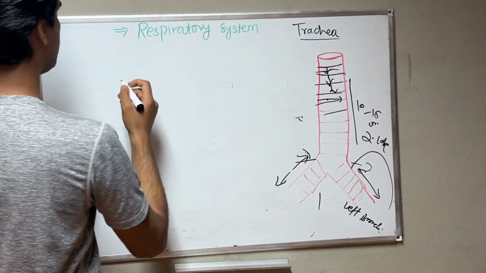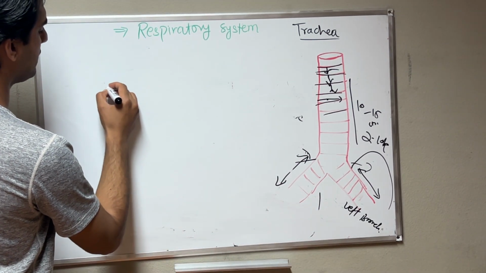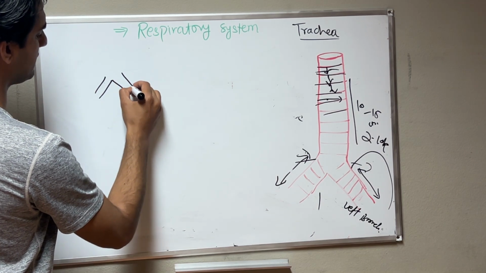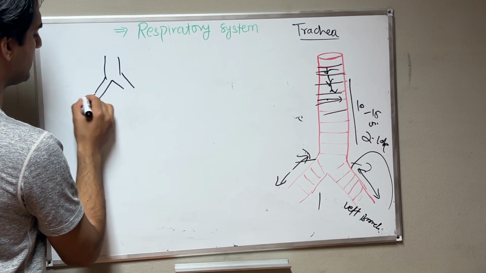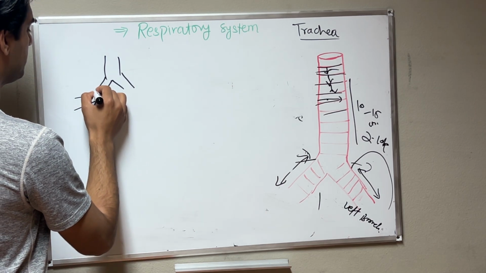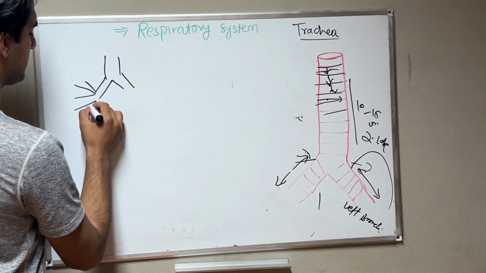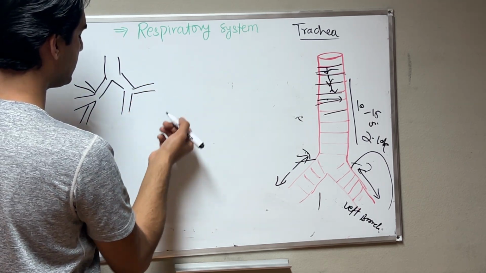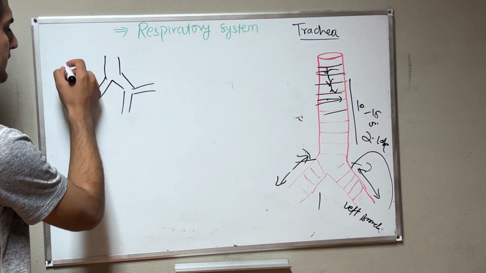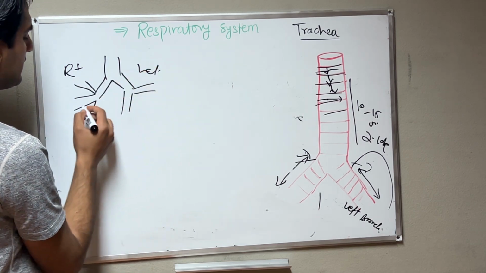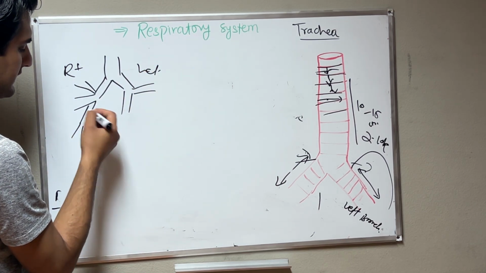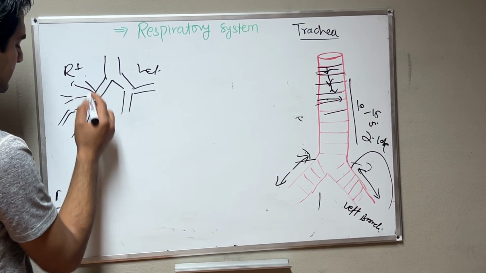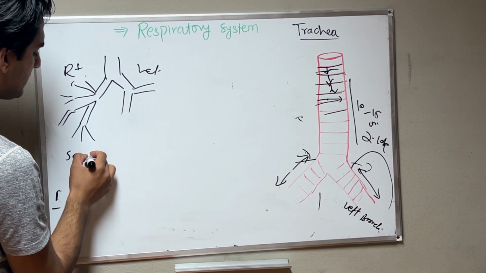Here this is the main bronchus, and this is the trachea. They divide into the other bronchi, superior, middle and inferior on the right, and this is the left one. They continue dividing, and when they enter into the lungs, they divide into the segmental bronchioles.